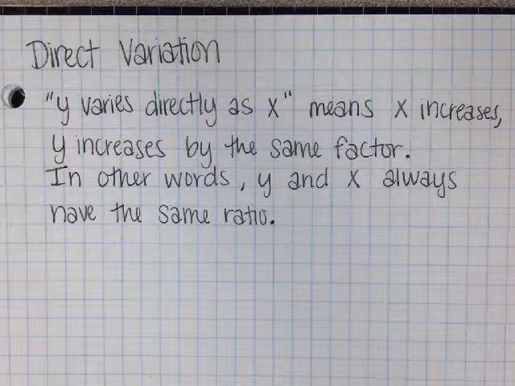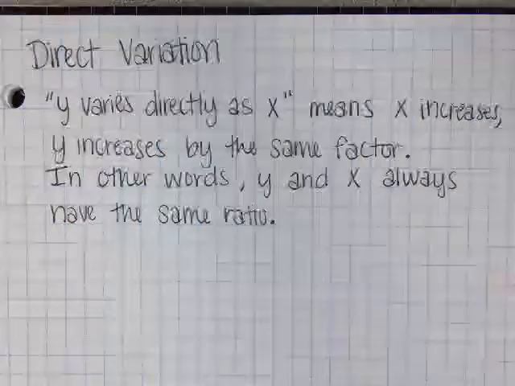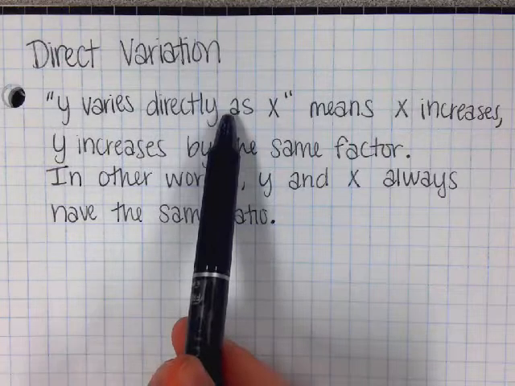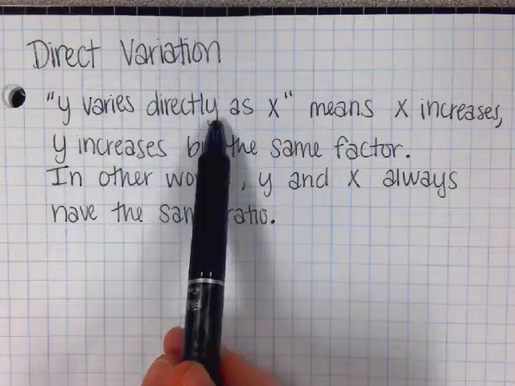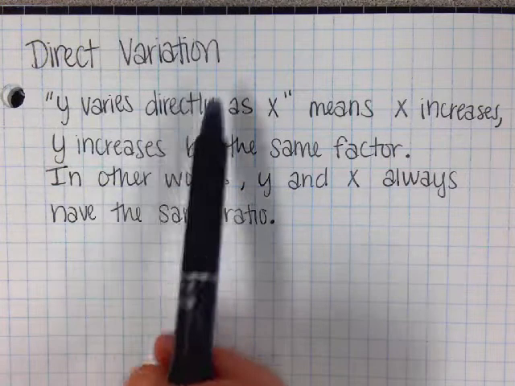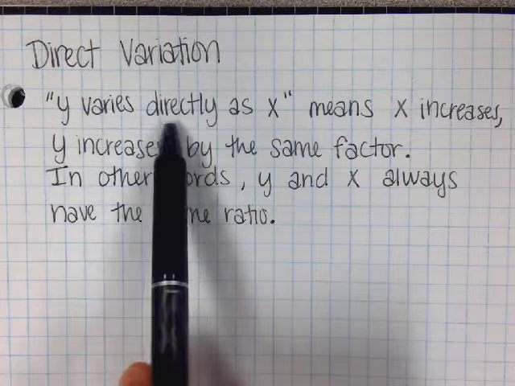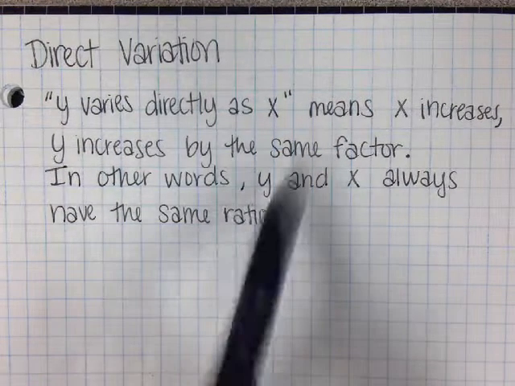Direct variation. So y varies directly as x. You're going to see this in a problem. Notice it says the word directly, so it's direct variation. Another thing you might see is proportional. We're going to talk about that in a second once we get more into this stuff.